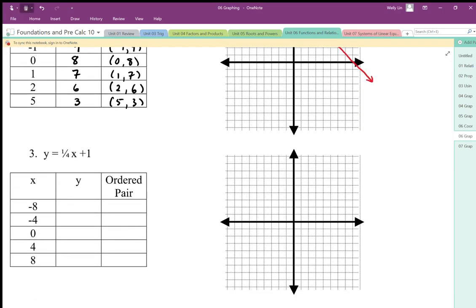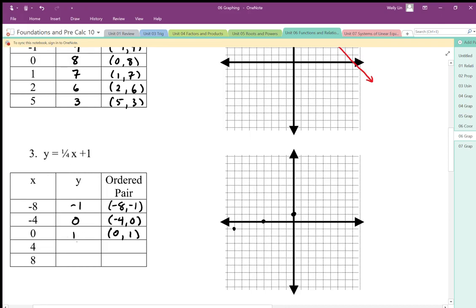So again, I'm going to plug in some x's. Negative 8 divided by 4 plus 1 is going to give me negative 1. Okay, so I get negative 8, negative 1. It's going to be a coordinate right there. Negative 4 divided by 4 plus 1 is 0. So my ordered pair is negative 4, 0. Okay, right about there. Then 0, 1. At 0, y equals 1. And it looks like they all seem to line up.